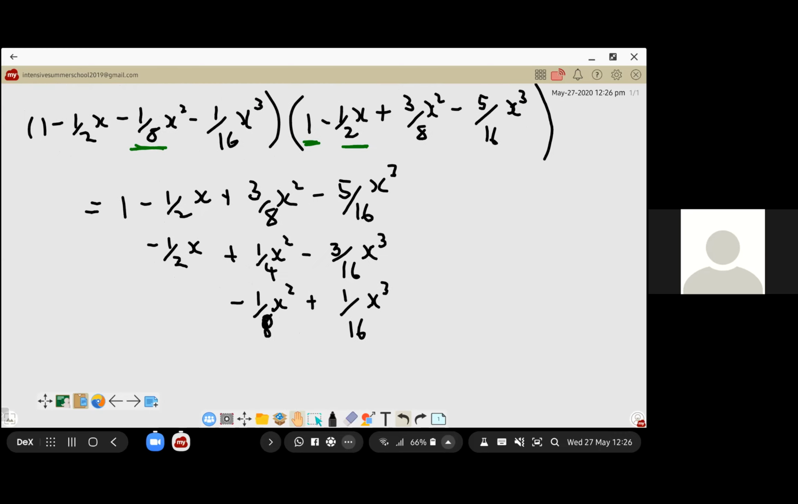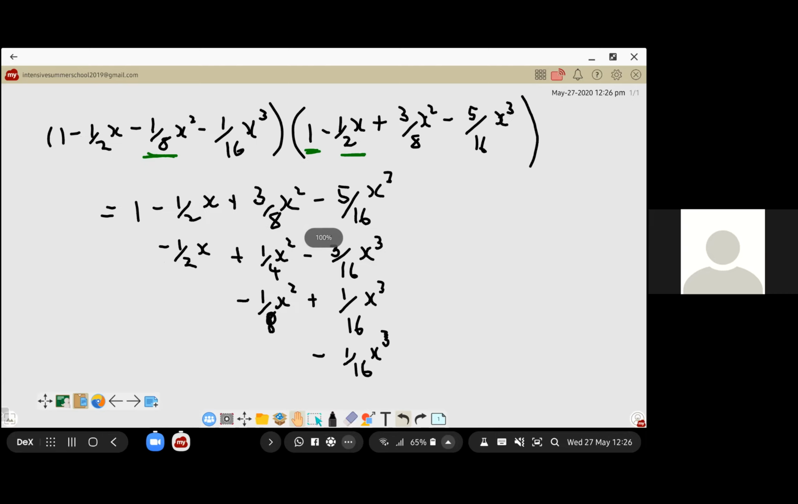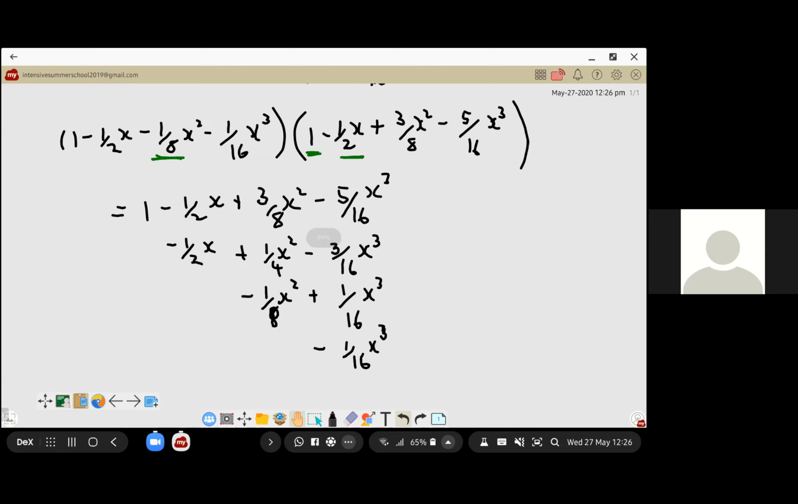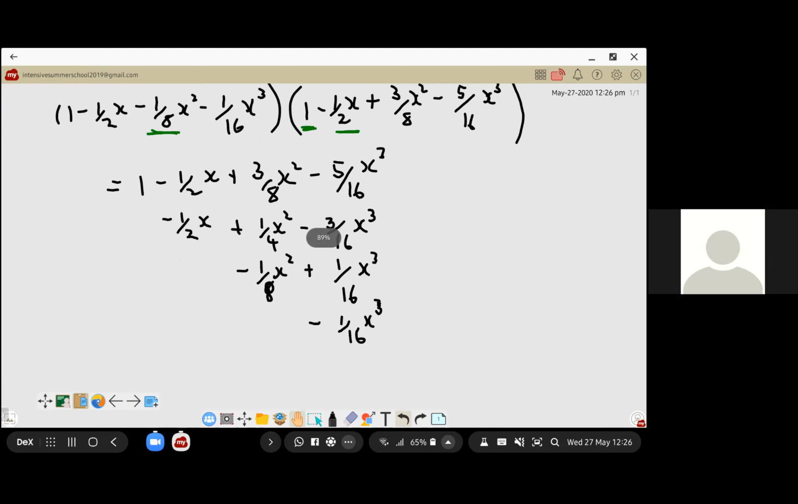Then the last one, negative 1 over 16 x cubed times 1 will give you what? Negative 1 over 16 x cubed. You see how this question is interesting? We have used almost 20 minutes to solve this simple question. Then afterwards, we'll come and add. Nice.